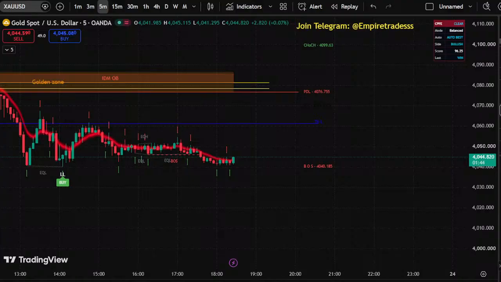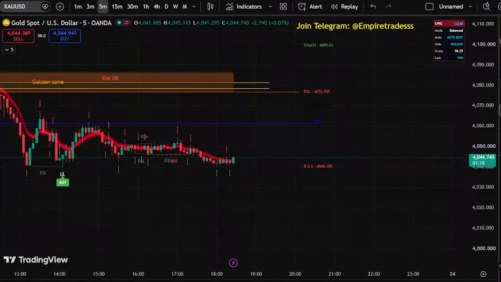5. Monitor market sentiment. Keep an eye on market sentiment indicators and news events that could impact gold prices. Economic reports, geopolitical tensions, and central bank policies can all influence investor sentiment and lead to significant price movements.